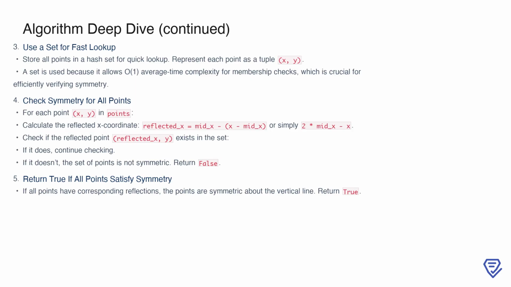The symmetry check involves iterating through each point in the list and calculating its reflected x-coordinate using the formula reflected_x equals 2 times mid_x minus x. This formula is derived from the geometric property of symmetry. Once the reflected x-coordinate is calculated, we check if the reflected point, with the same y-coordinate, exists in the hash set. If even one point fails this check, we can immediately conclude that the set of points is not symmetric. However, if all points pass the check, we confirm that the points are symmetric about the calculated vertical line.